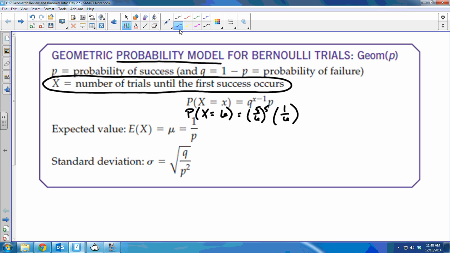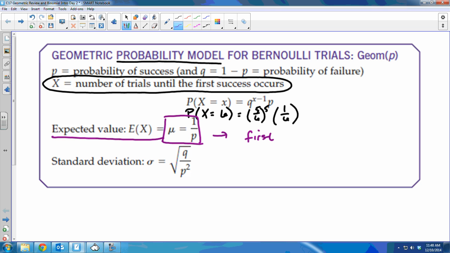So because of that, we have expected value, our mean, is 1 over P. You have to know that. It's not written down anywhere. And you are expected to know that if it asks about an expected value, here you're asked about the first something happens, you should know it's 1 over P. The standard deviation is the square root of Q over P squared.